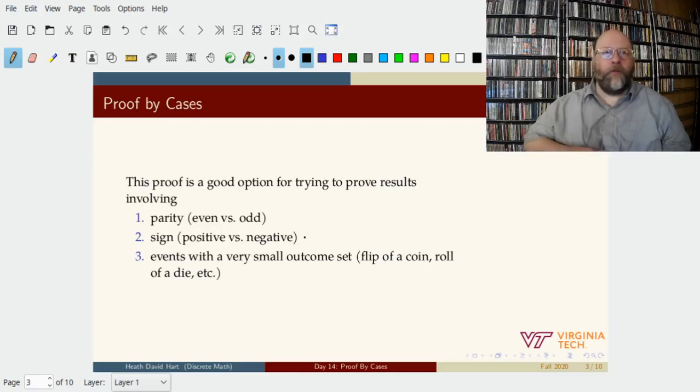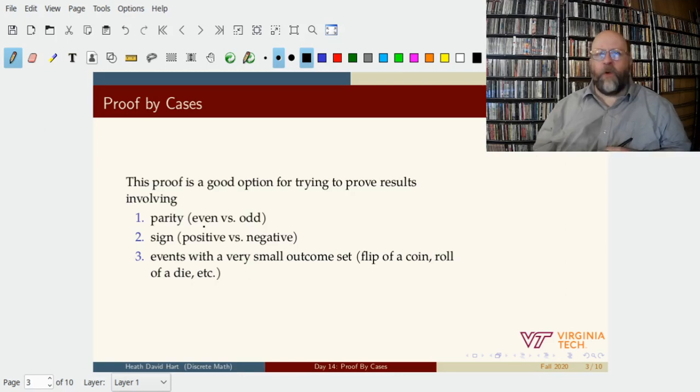Proof by cases is a good option for trying to prove results that involve even and odd parity, where we have to look at two cases. What if this is even? What if this is odd? And if they both lead to the same result, then we've completed our proof. Also results involving sign, where the sign could either be positive or negative. We just look at both possibilities and see what happens.